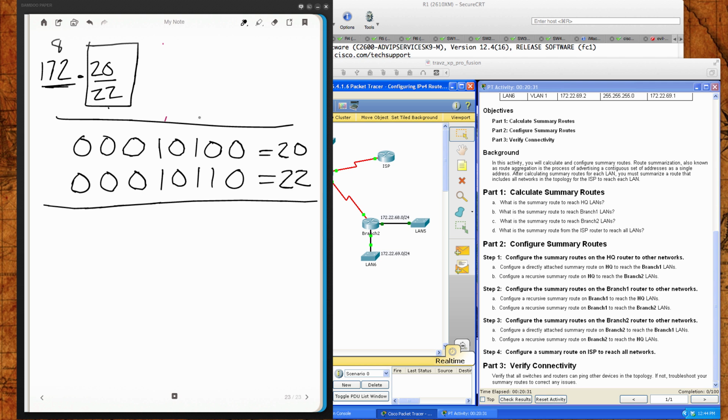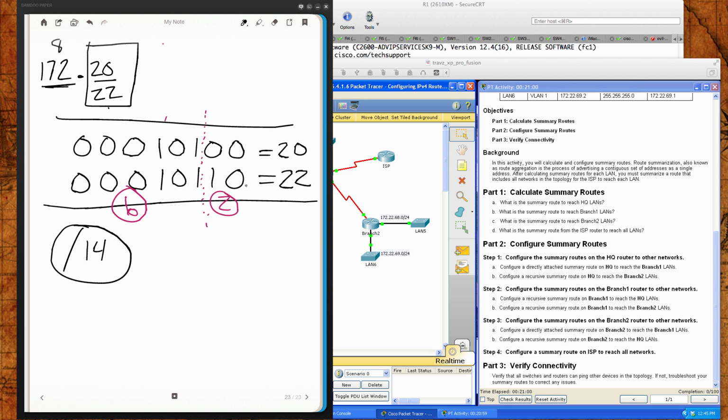So when we look at this, these are the same, up until right here, where they're no longer the same. So these 6 bits here are the same, but these last 2 are not. So switching back over to black, what we have is 14 bits are the same. So we know we're going to be a /14, right?